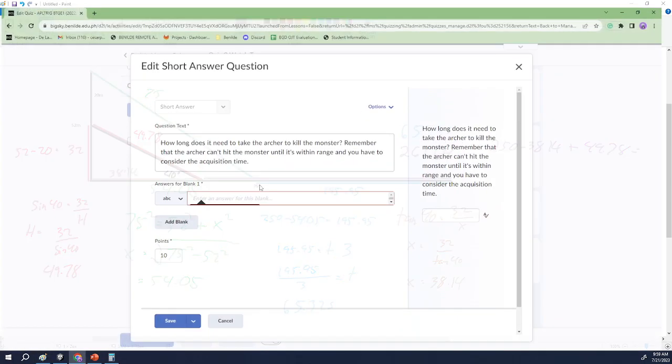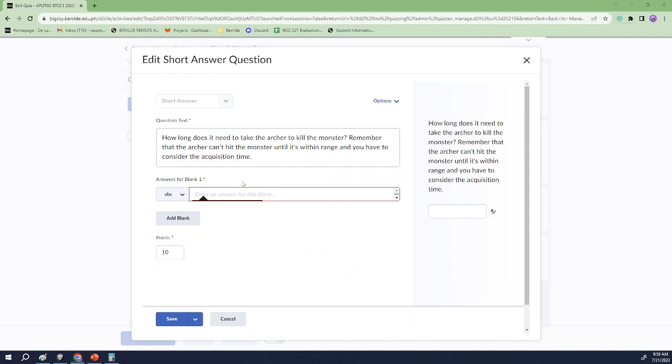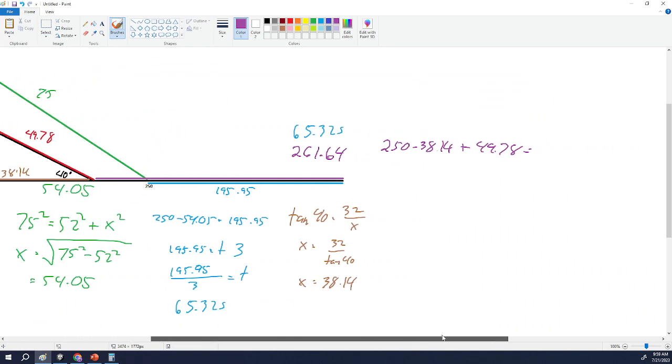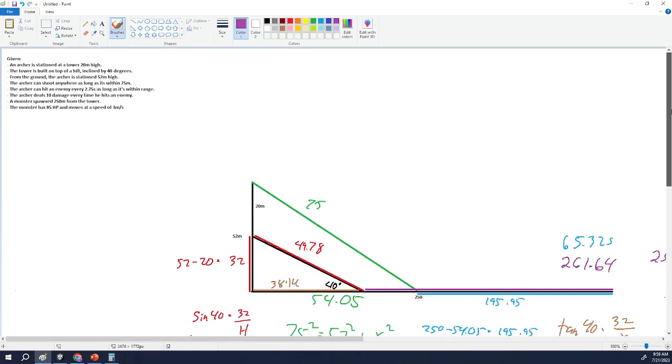Now, how long does it take the archer to kill the monster? To get that, remember, up here, remember that the health of our monster is 85. How many hits does it need to take to kill? We divide it by 10 because that is our damage, and we get our ceiling. So ceiling of 8.5 is 9. It will take 9 hits to kill him.